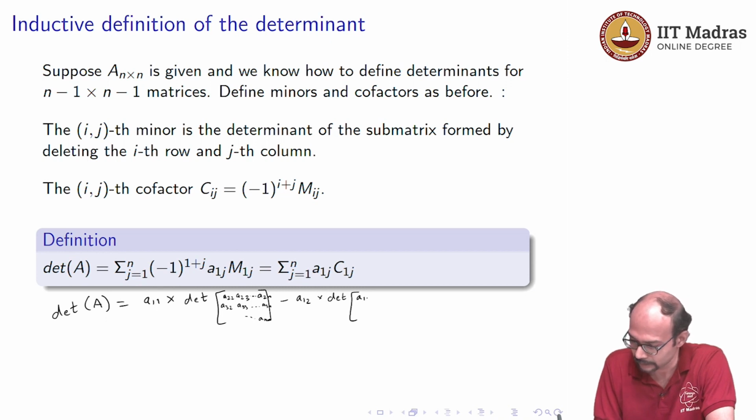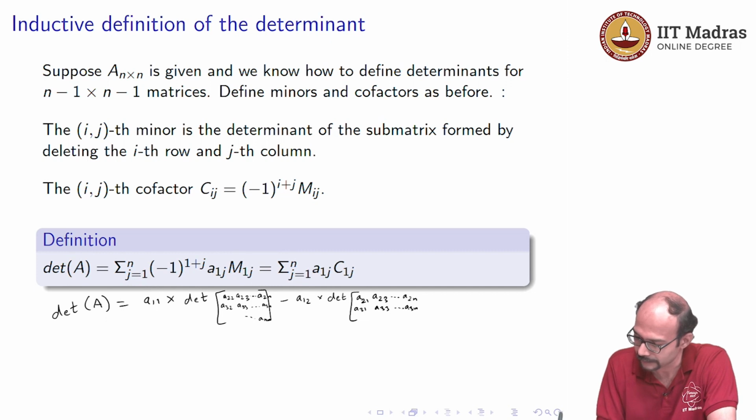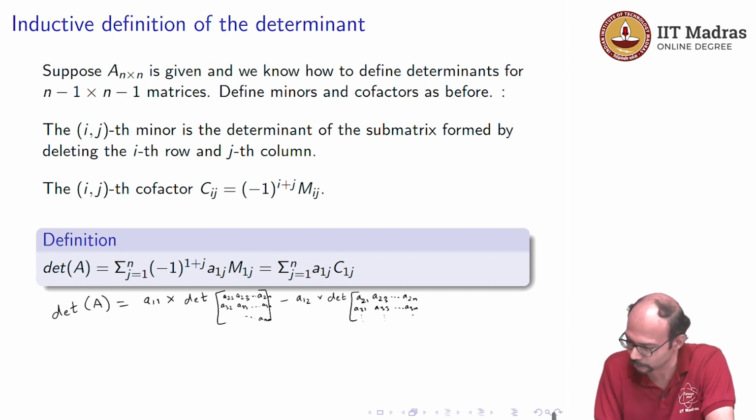a1, sorry, not a1, a21, a23, and then you keep going up till a2n, and then you have a31, a33 going up till a3n, and you keep doing this. Here you will get the first column, here you will get the third column, meaning all the entries remaining in the third column, and here you will get the nth column, and then you keep going, right.